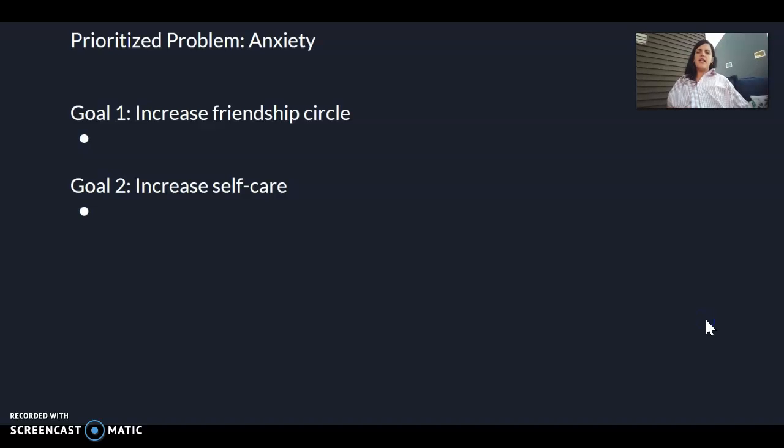All right, so we're going to practice again. Now I took out the interventions because I want to have you practice thinking about interventions as well. So the prioritized problem is still anxiety. Goal number 1 is you want them to increase their friendship circle as well as increase self-care. The next slide is going to ask you to identify 2 interventions. Make sure they're specific, measurable, achievable, realistic, and time-oriented. So come up with 2 different interventions that you could include for these goals.